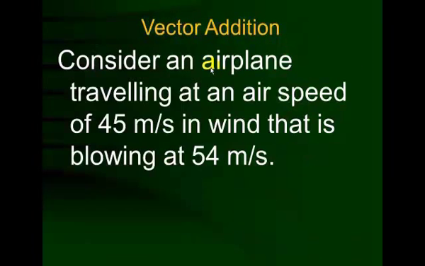Here I want us to consider an example. This would be a certain kind of physics problem you might encounter. It says, consider an airplane traveling at an air speed of 45 meters per second in wind that is blowing at 54 meters per second. So from the plane's perspective, it's going through the air at 45 meters per second. But the wind is blowing at 54 meters per second. Let's say that this is our vector for the airplane's airspeed, and this yellow vector is going to represent the wind speed, 54 meters per second, and again, I haven't specified a direction.